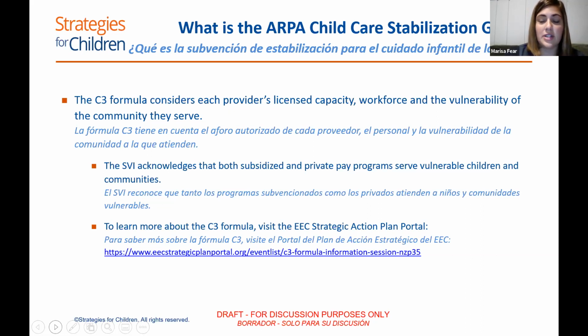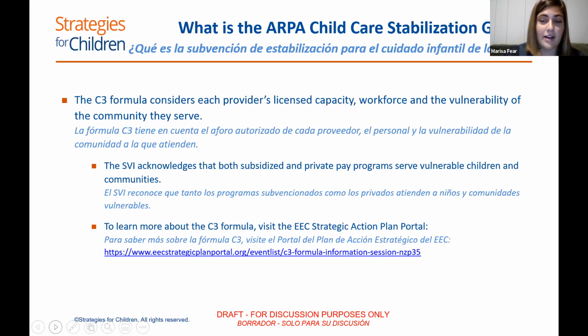And to learn more about the C3 formula, I've included the link at the bottom here to the EEC Strategic Action Plan portal. And we'll be sending out the slides with all of these links after the call so that you have this presentation and you can click on the links then. But that's a great area to go into the presentation.